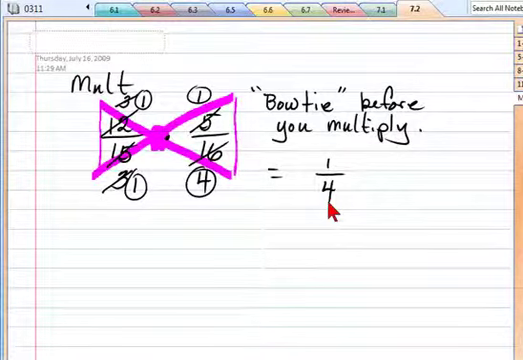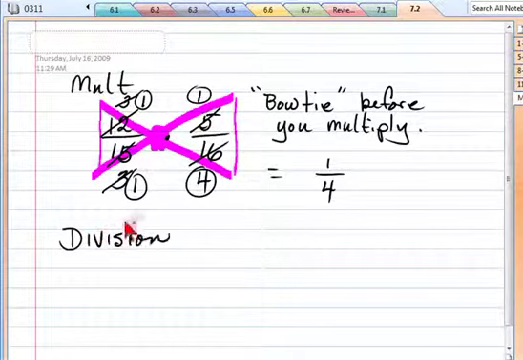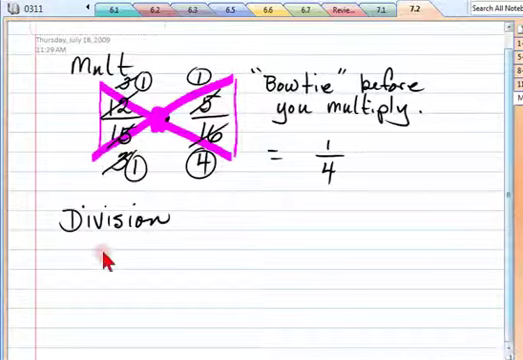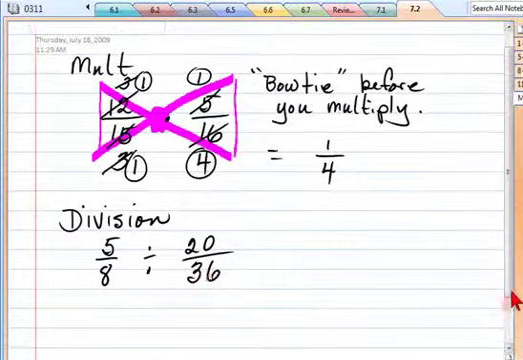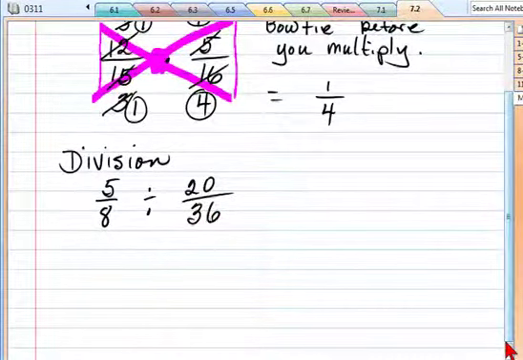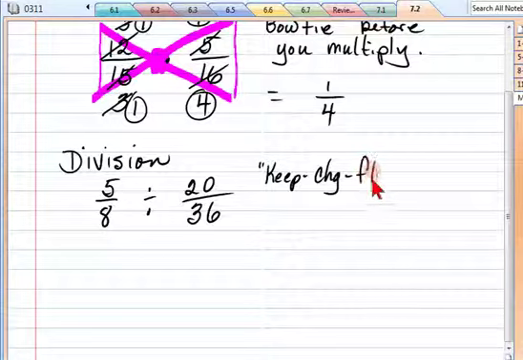The other thing I'm going to ask you to remember is about division. This is just arithmetic stuff. What if you had 5/8 divided by 20/36? What do you have to do with a division problem? Okay, my little silliness here is going to be keep, change, flip.